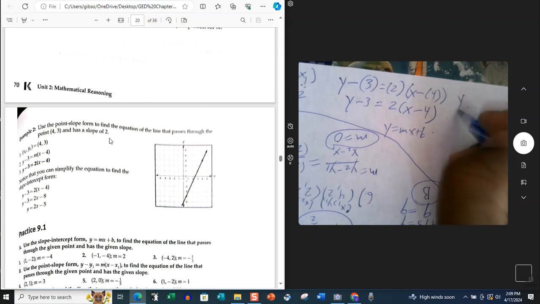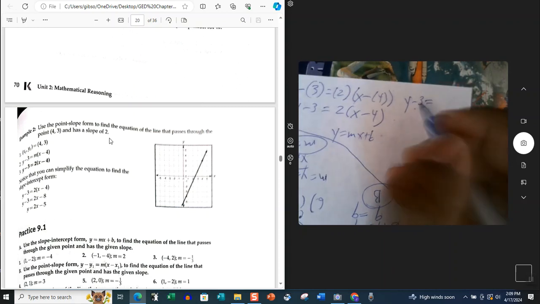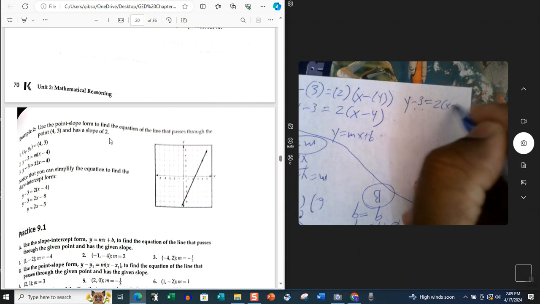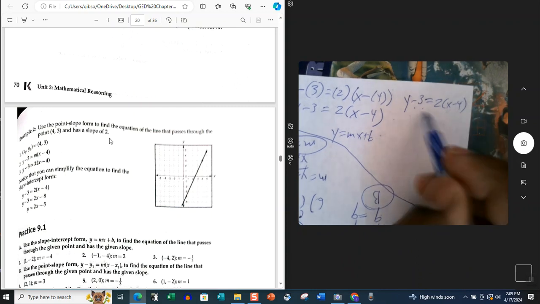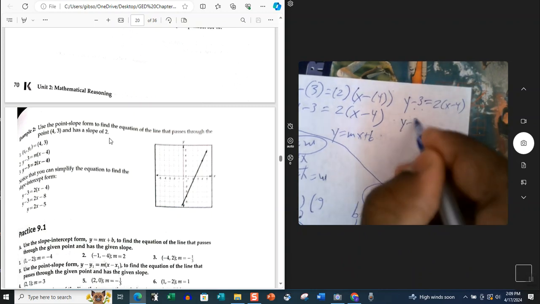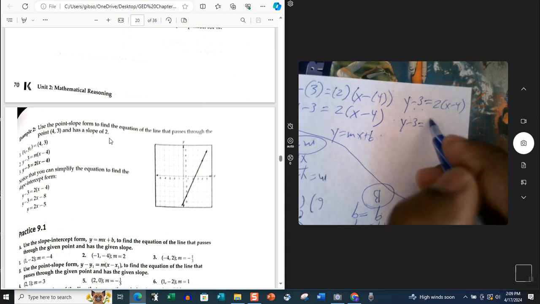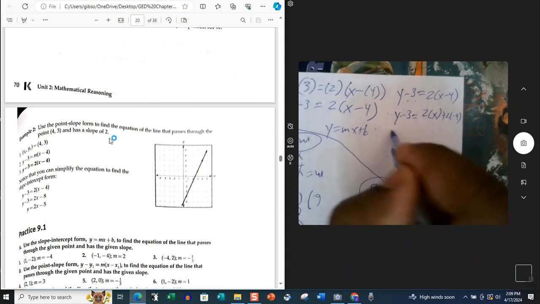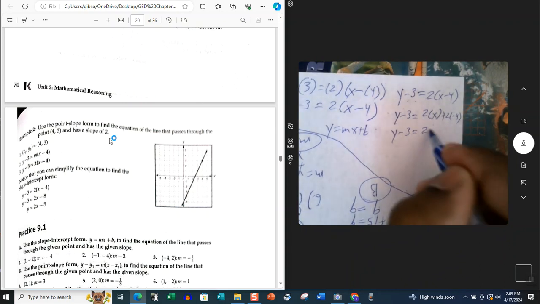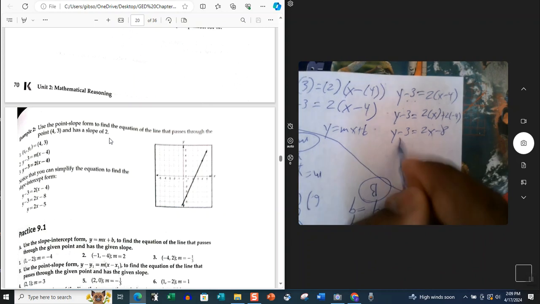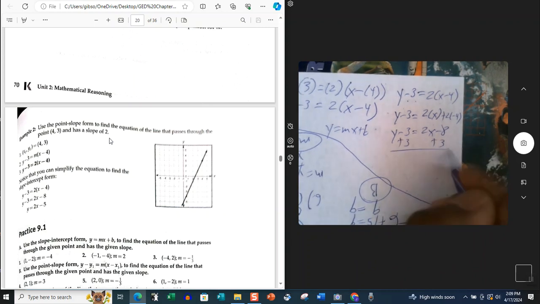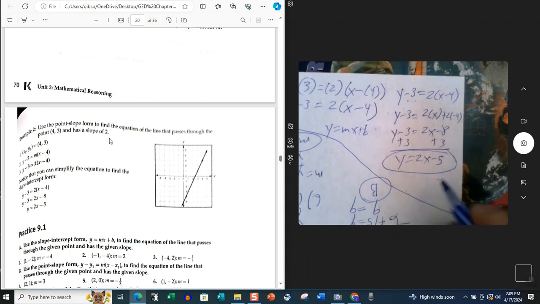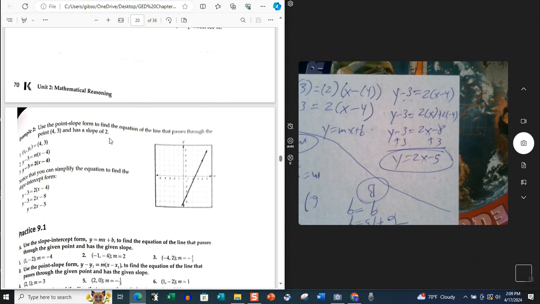We would take this equation, y minus 3 is equal to 2 times x minus 4, and then we would try and get y by itself. So we have y minus 3, we'll do the distributive property, it'll be 2x plus 2 times negative 4, and then we have y minus 3 is equal to 2x minus 8. We'll add 3 on both sides, and y will equal 2x minus 5. And that would be slope intercept form.